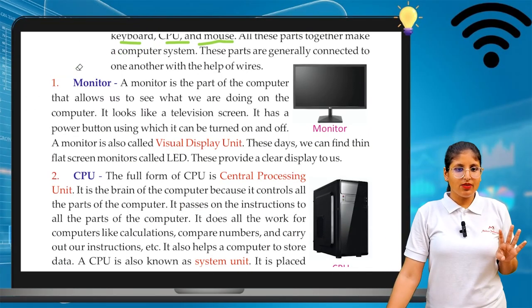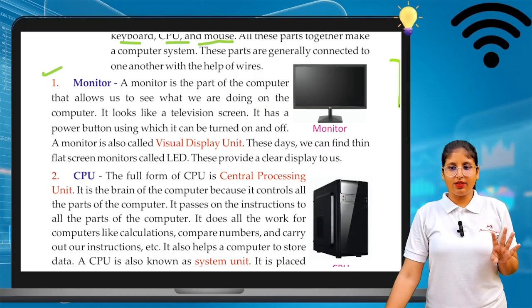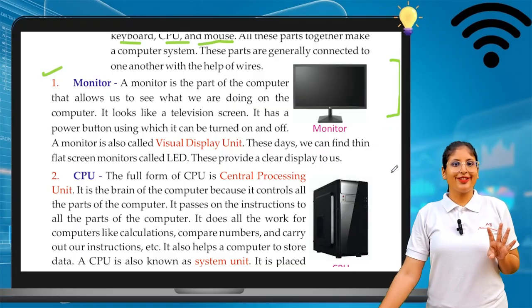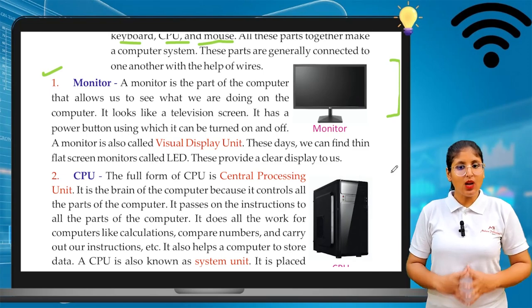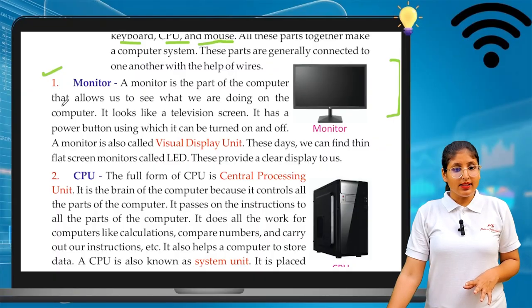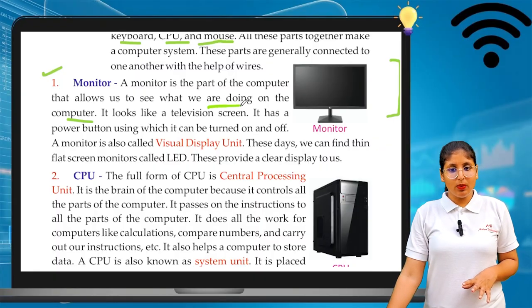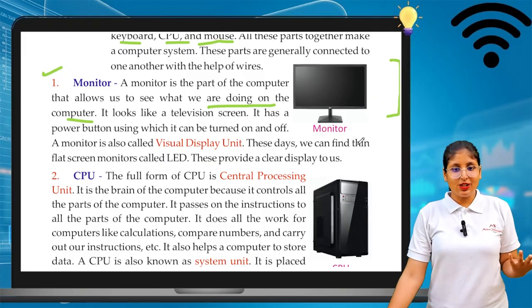First we will see the monitor. This is the monitor, looking like this. A monitor is a part of a computer that allows us to see what is going on in the computer. What is going on in the computer we can see with the help of the monitor. It looks like a television screen.